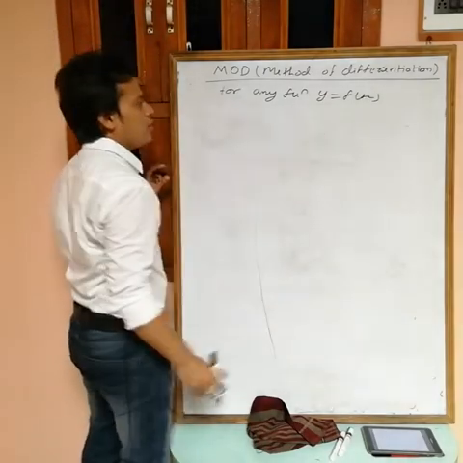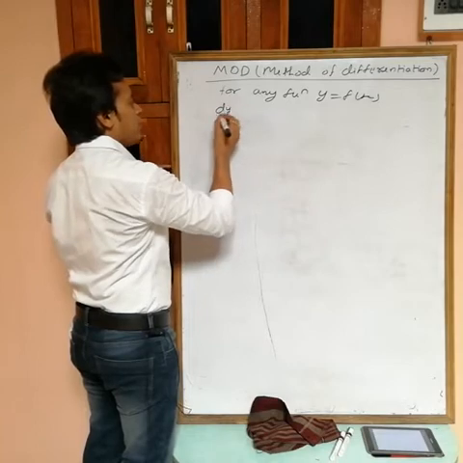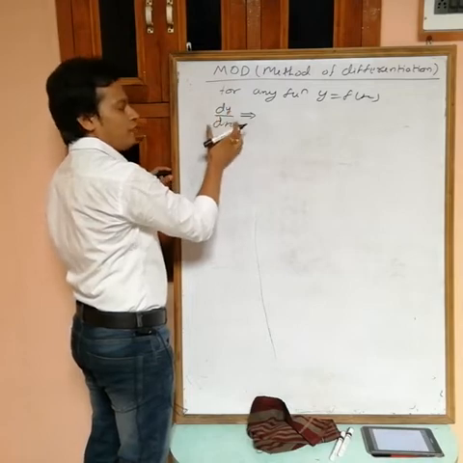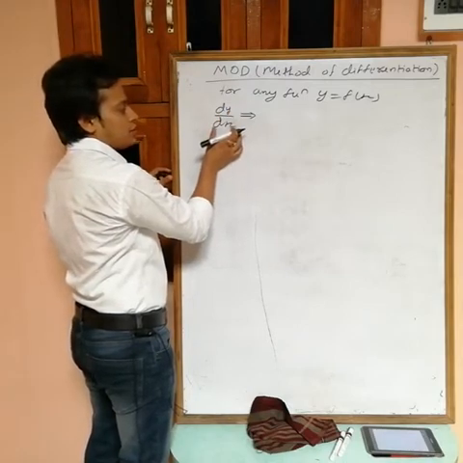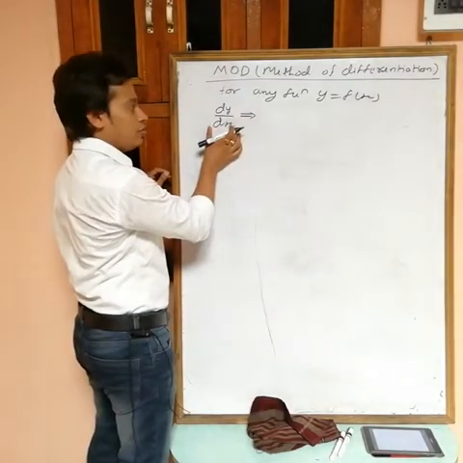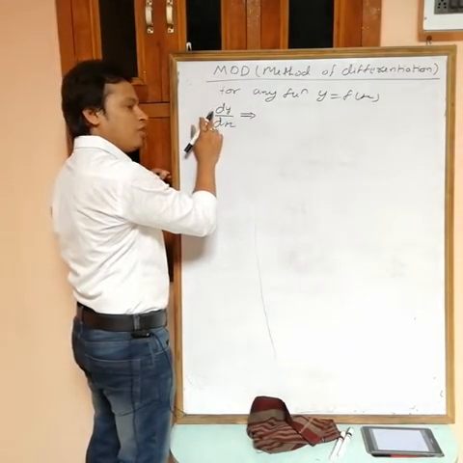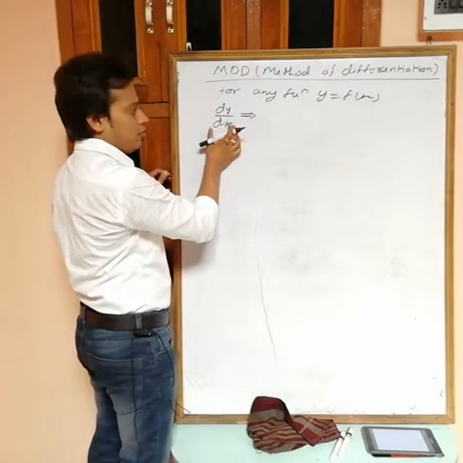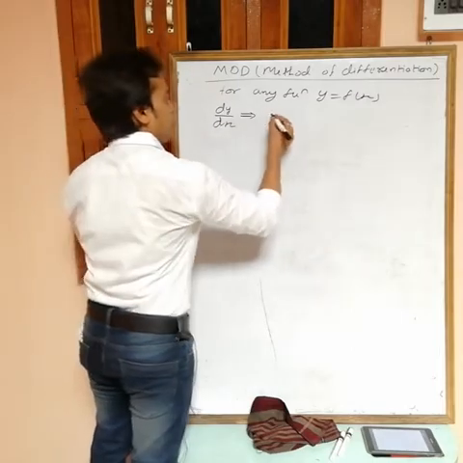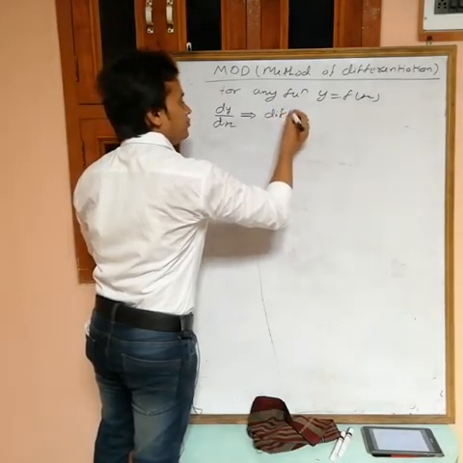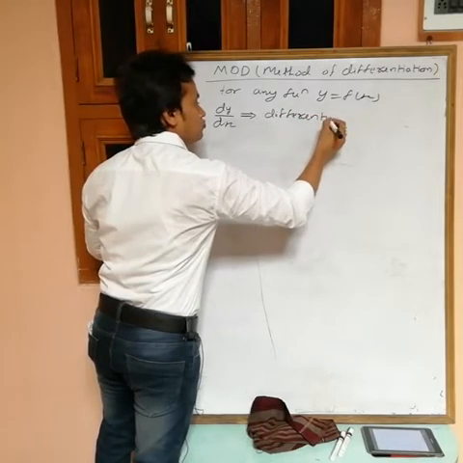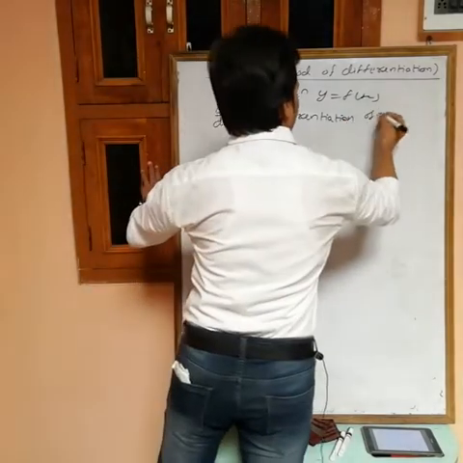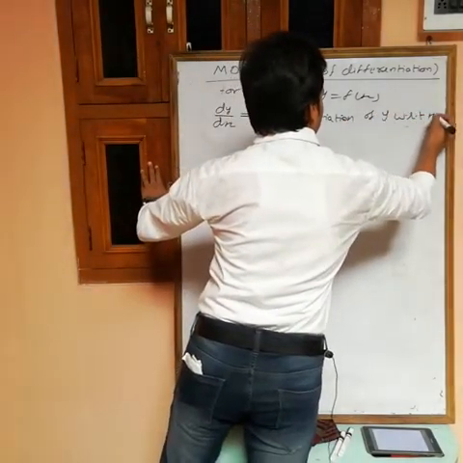So for any function y equals f(x), dy by dx you can read as differentiation of y with respect to x. Here d is the symbol of differentiation, and dx indicates that the differentiation is with respect to x. So you can read this as differentiation of y with respect to x.